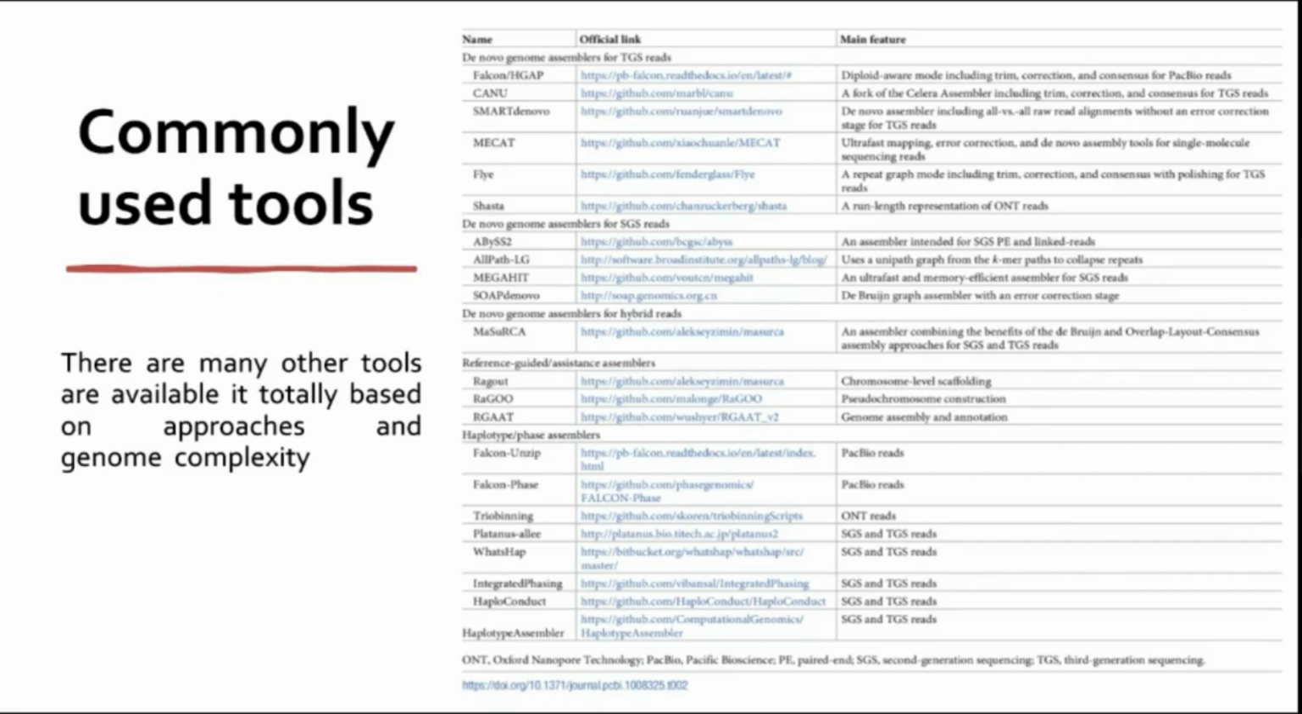You can see here I put only the common tools participating in the assembling part. A haploid assembler is also there for both long read and short read technology. Here SGS means second generation sequencing, which is basically Illumina, and third generation means long read technology.